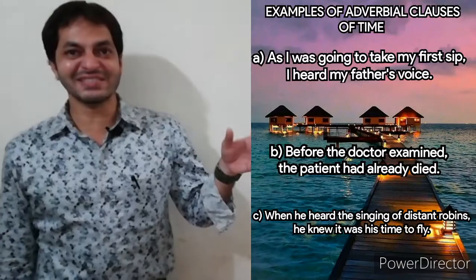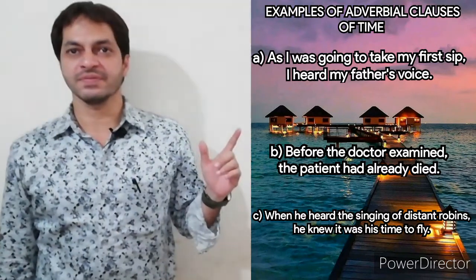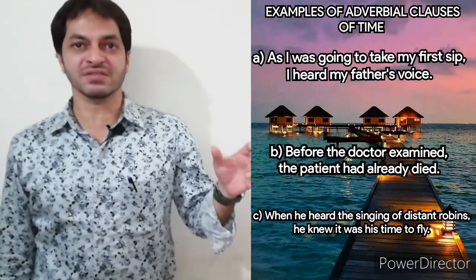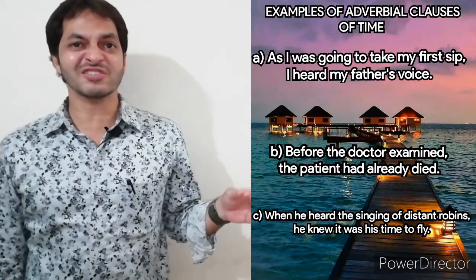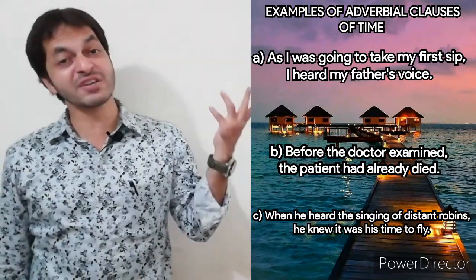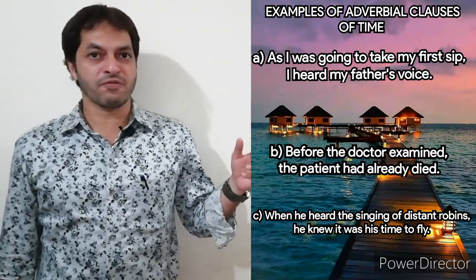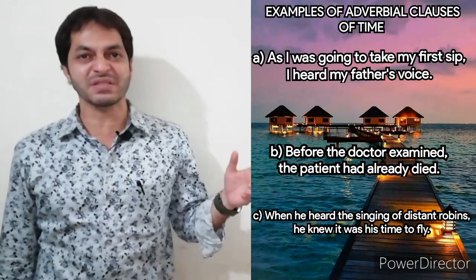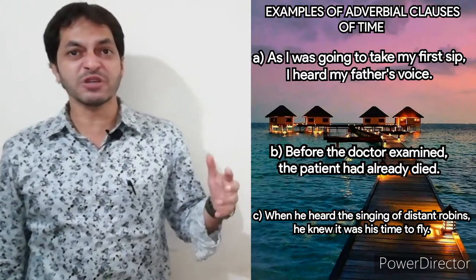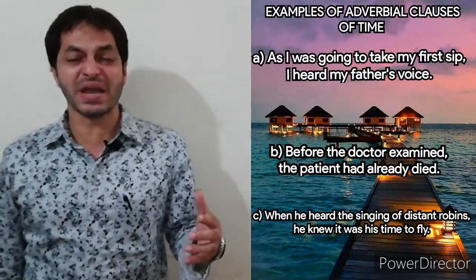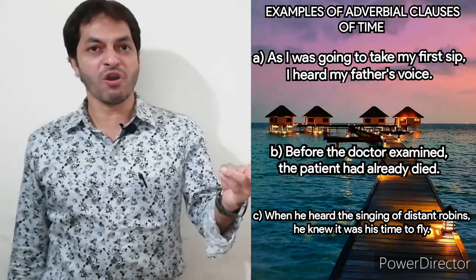Let us go through the examples of adverbial clauses of time. First one, as I was going to take my first sip, I heard my father's voice. Before the doctor examined, the patient had already died. When I heard the singing of distant robins, he knew it was his time to fly. Here the adverbial clauses are introduced by the subordinating conjunctions as, before, when.